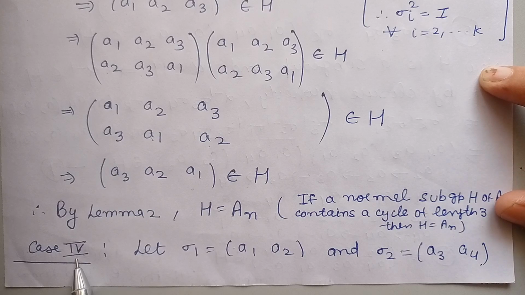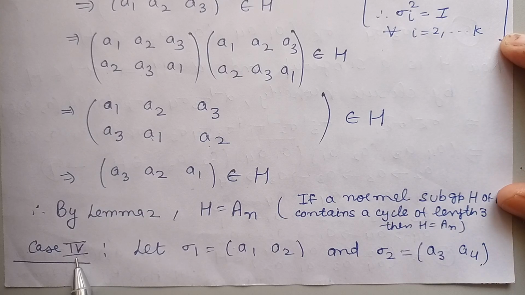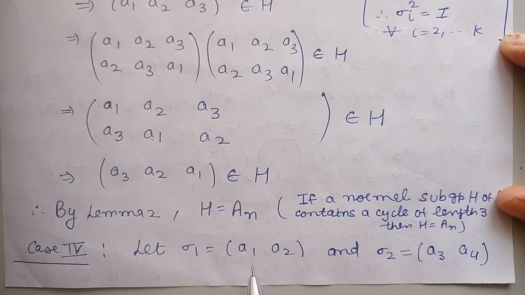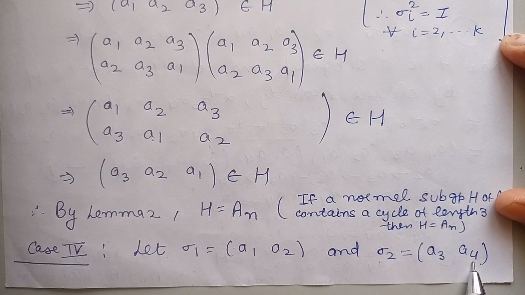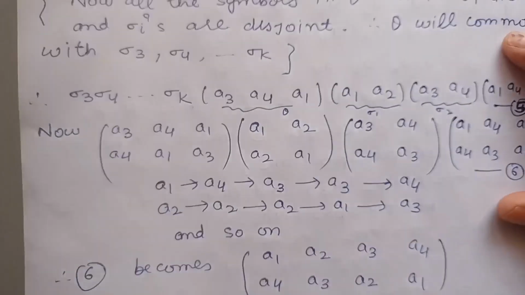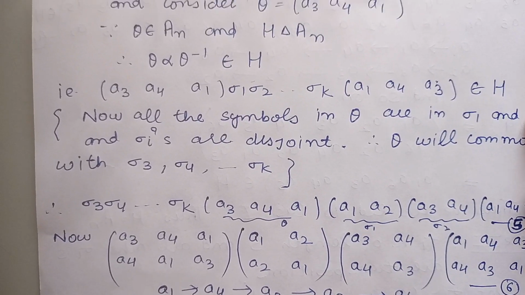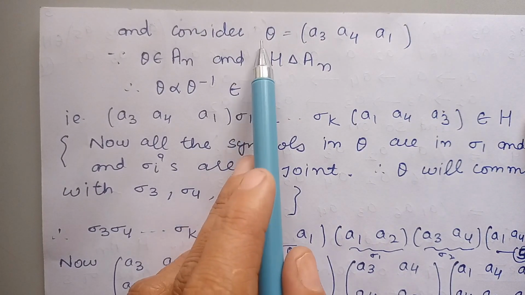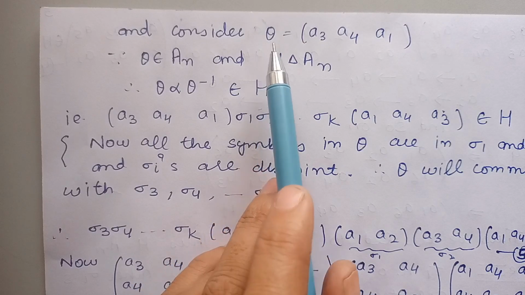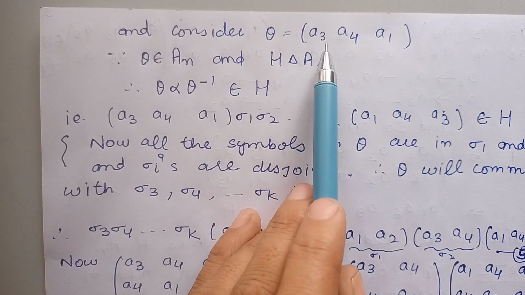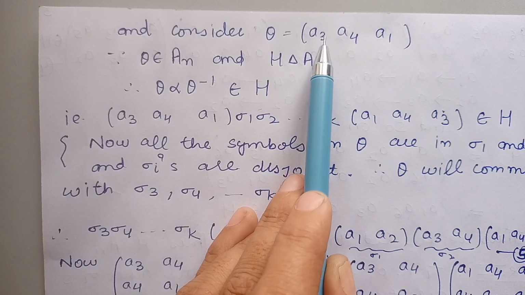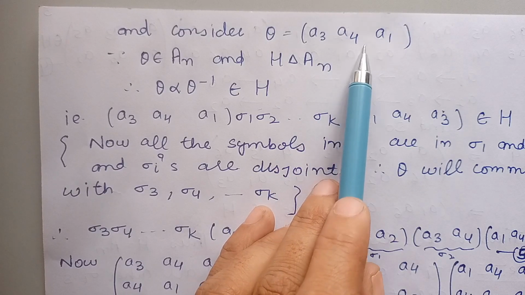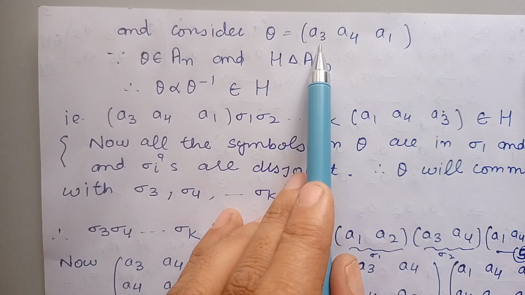In the last case, all the sigma i's are transpositions. So let us take sigma 1 as the transposition having the elements a1 and a2, and sigma 2 as the transposition consisting of elements a3 and a4. Now let us consider an element theta by taking the elements from sigma 1 and sigma 2. Let theta be the cycle of length 3 in which a3 goes to a4, a4 goes to a1 and a1 goes to a3.